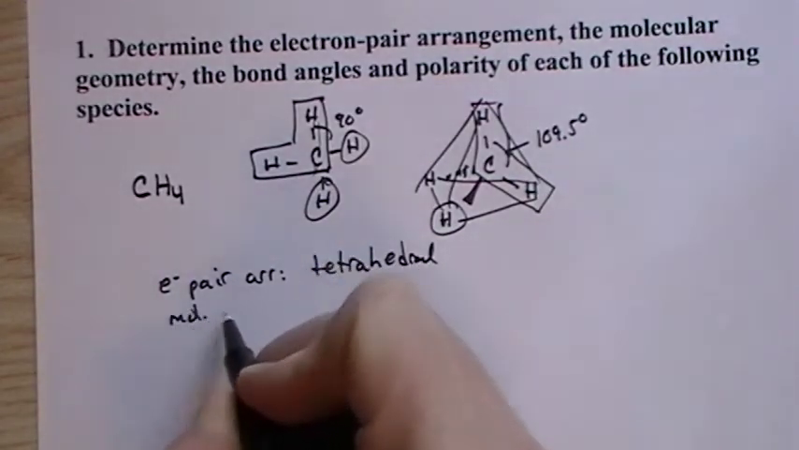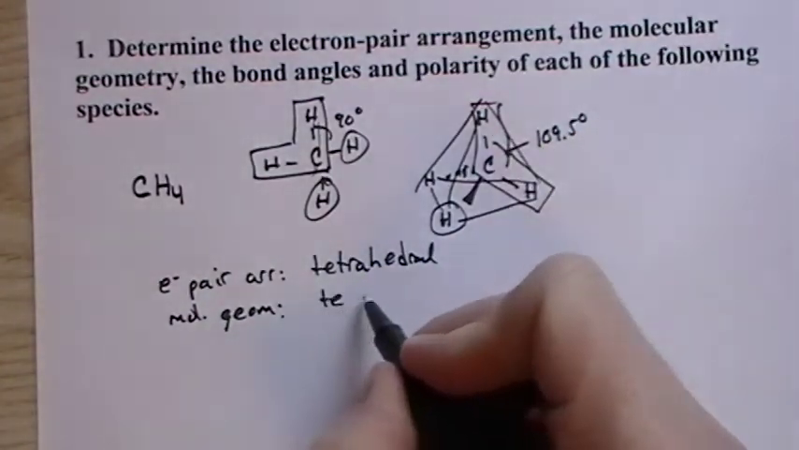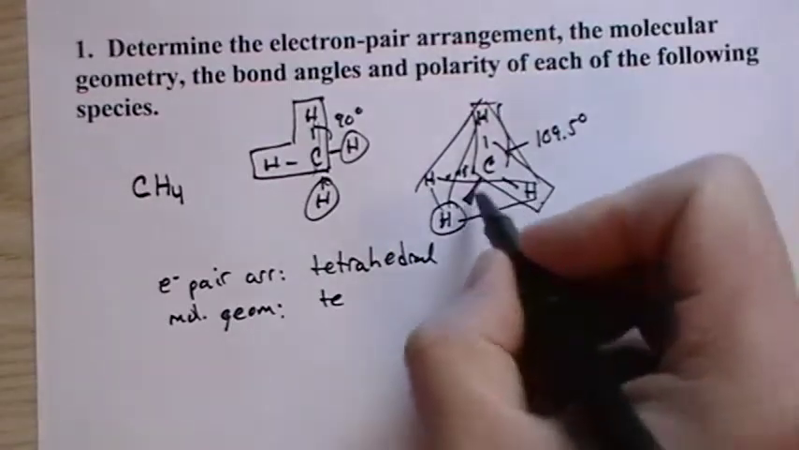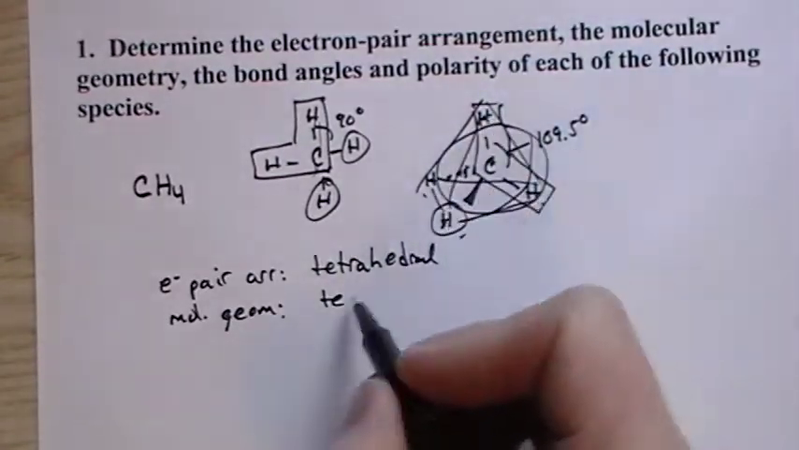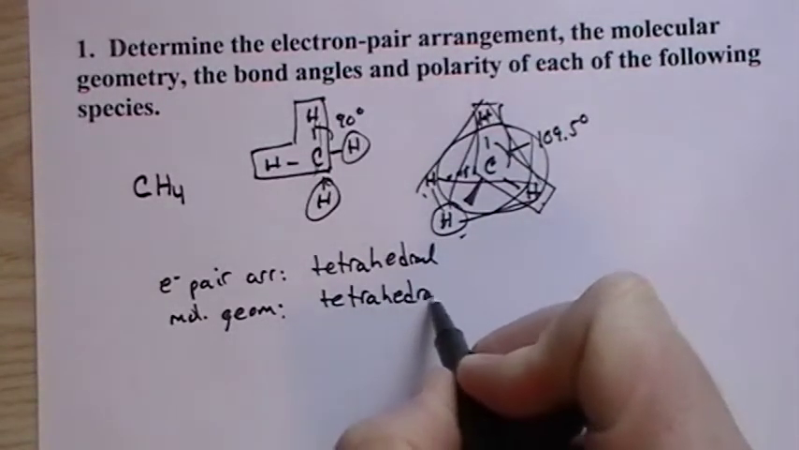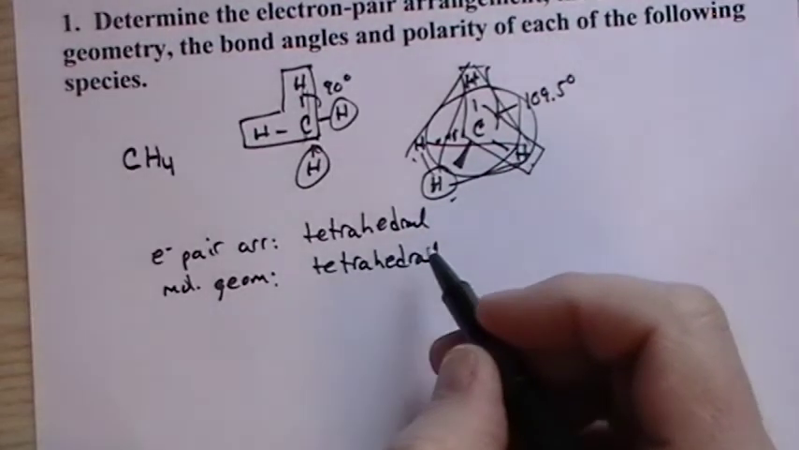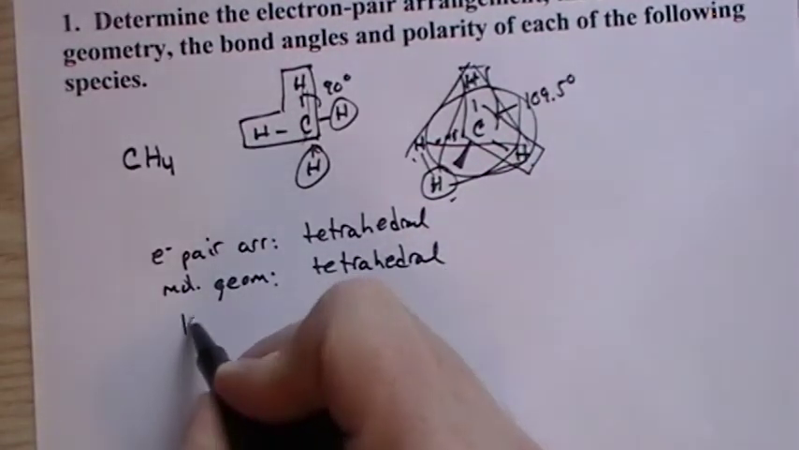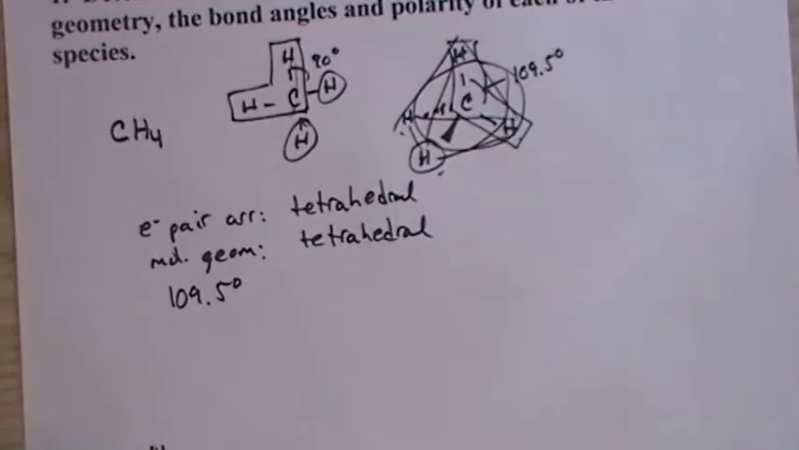The molecular geometry, since there are no lone pairs on the central atom, is going to be the same. If we looked at just the electron pairs, we don't care about the outer atoms, but when we take into account the nuclei, we find that they're in a tetrahedral position. The bond angle for this is 109.5 degrees. This is something you just have to memorize. You have to know that if it's tetrahedral, it's 109.5 degrees.